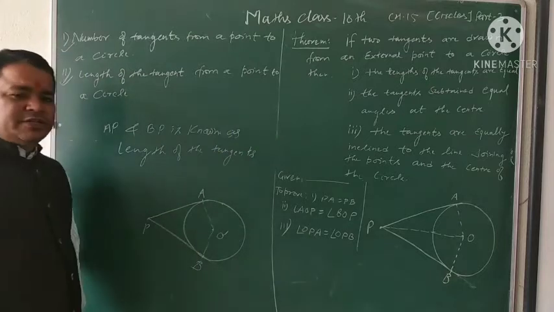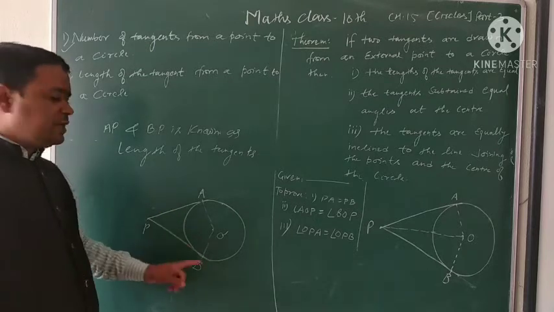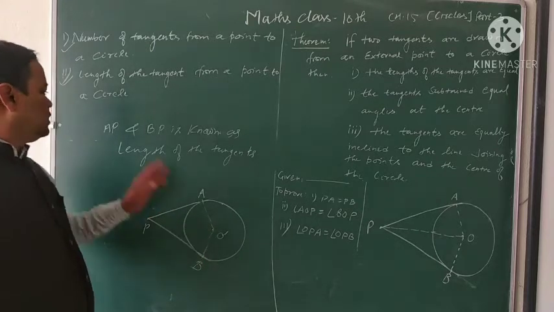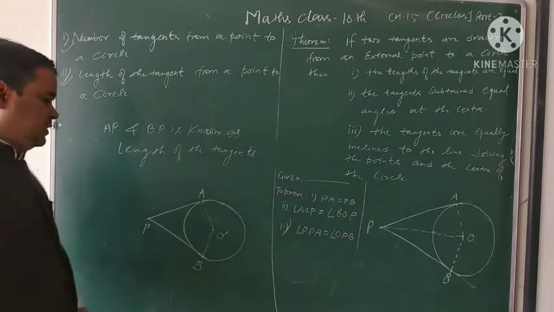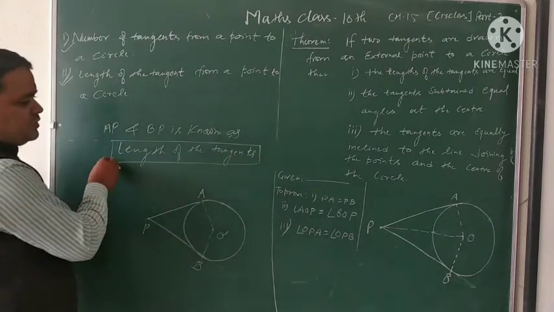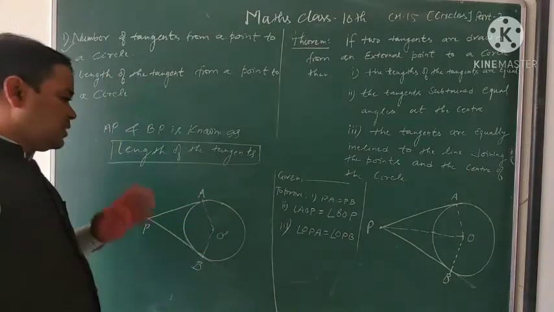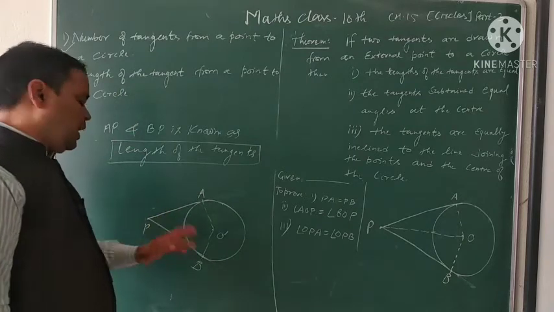It means AP and BP are known as the length of the tangents. Okay. If we are talking about the length of the tangents, it means simply it will be AP or BP.